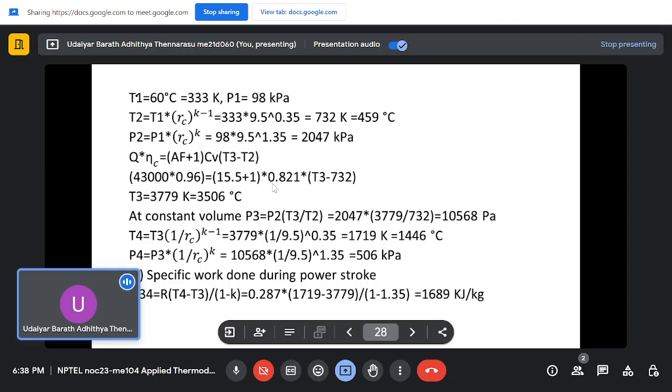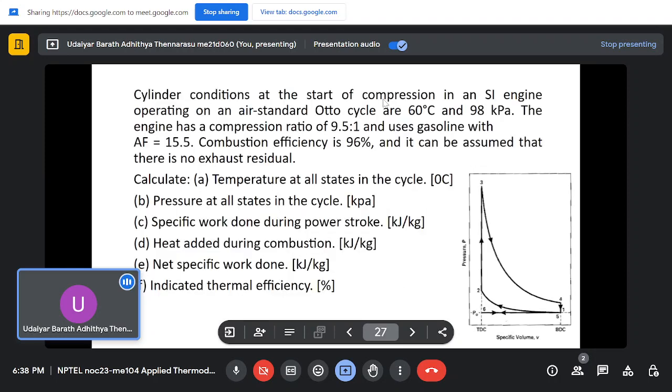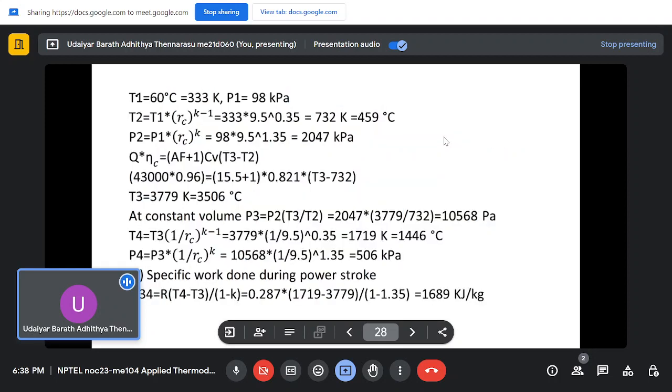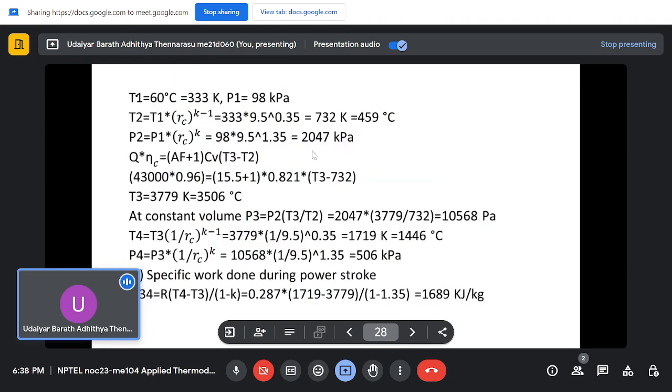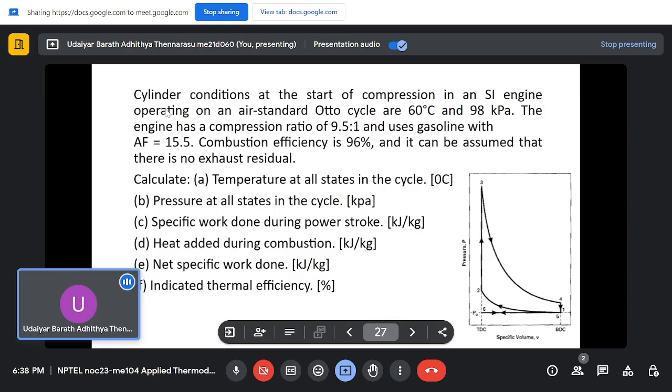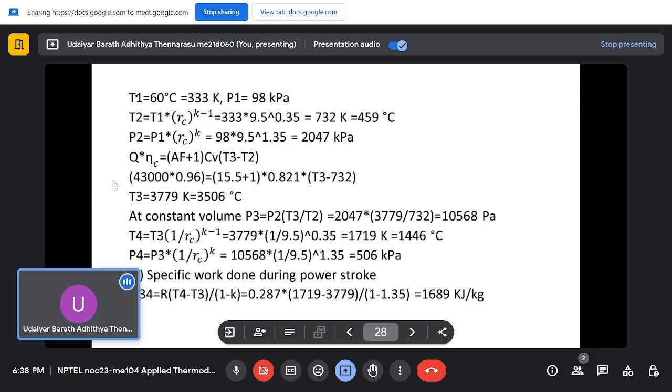So now this is known, and we are assuming that the calorific value of fuel is 43,000. I'll mention it here. So calorific value of fuel is 43,000, and we also know the combustion efficiency, which is 96%. So we can find out how much heat is being given into the cycle during process 2-3. So during process 2-3, the heat provided is mass of fuel into calorific value, so 43,000 into 0.96.